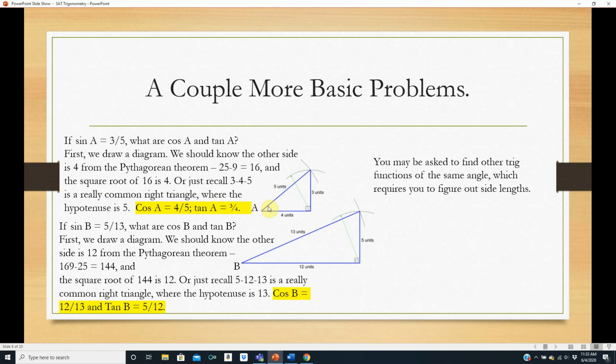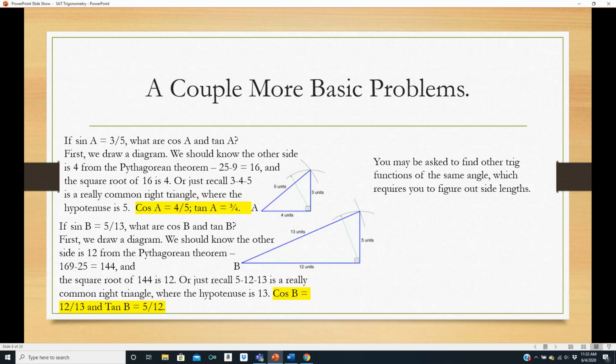Anyway, we have A here, and the cosine is going to be the adjacent over the hypotenuse. I'm sorry, I skipped around a little bit here. Okay, sine of A is 3/5. So sine of A, we know, is the opposite over the hypotenuse. It's 3 over 5. If you don't know anything, you can always use the good old Pythagorean theorem. I know that the hypotenuse is 5, so we can square that. 5 squared is equal to 3 squared plus whatever this is.